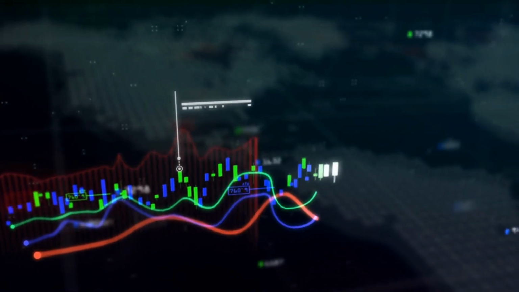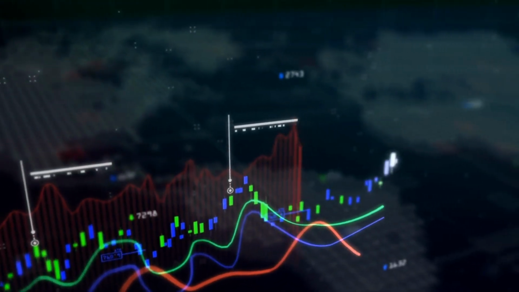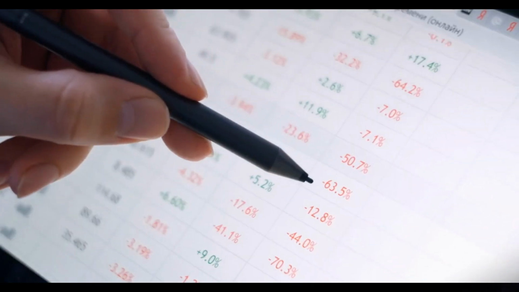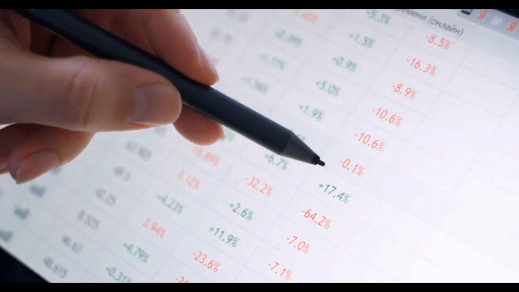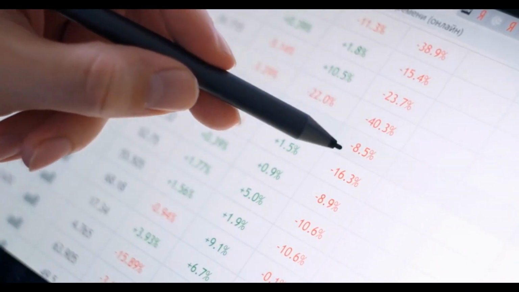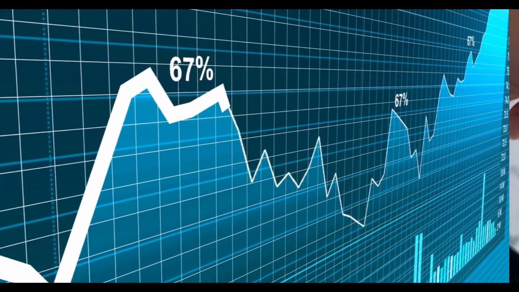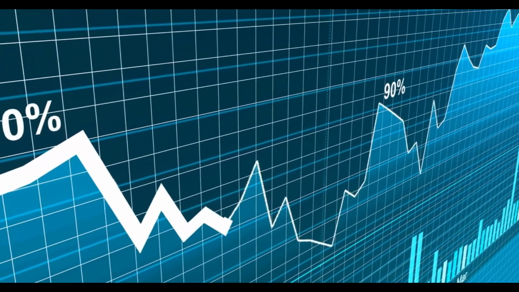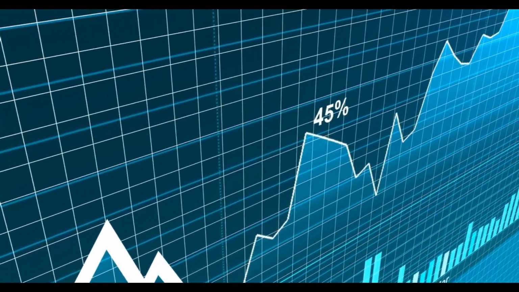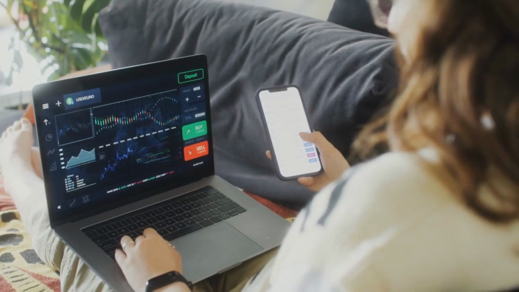stock market. The VOO ETF tracks the performance of the S&P 500 index, which is made up of 500 of the largest companies in the United States. By investing in the VOO ETF, investors are able to gain exposure to a diverse range of companies across various sectors, including technology, healthcare, and consumer goods.